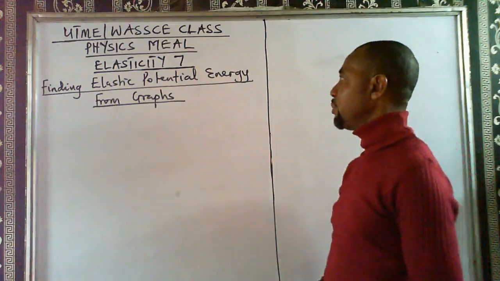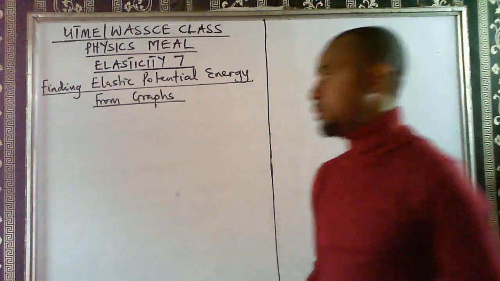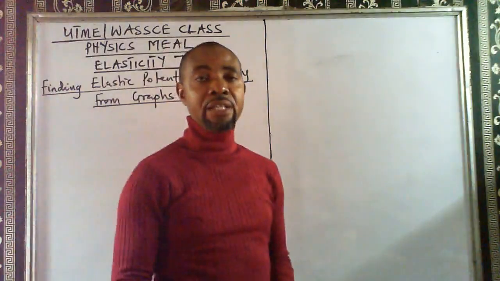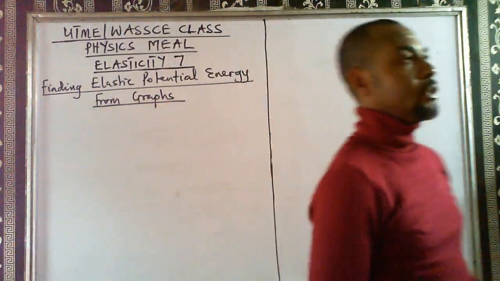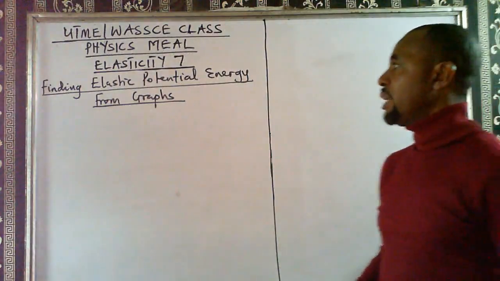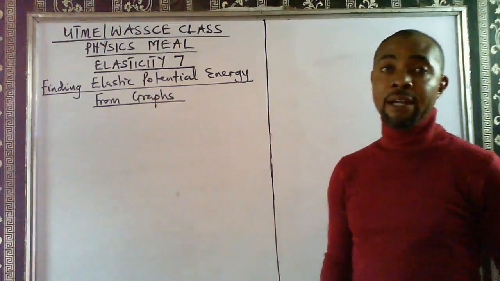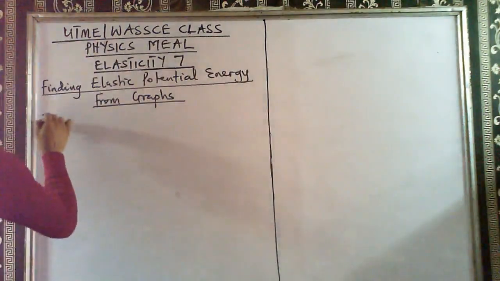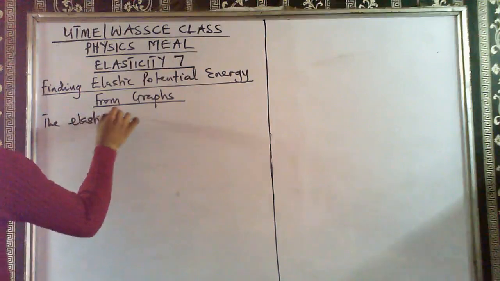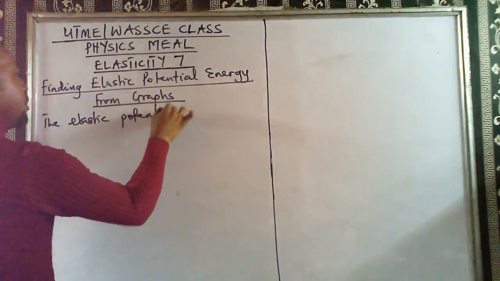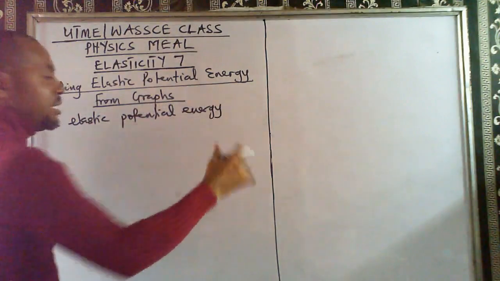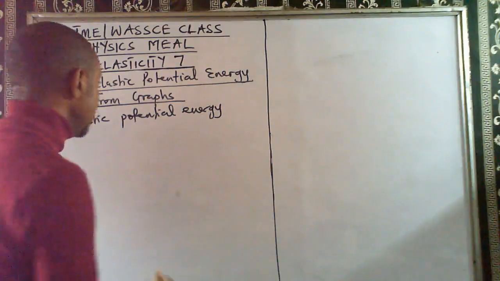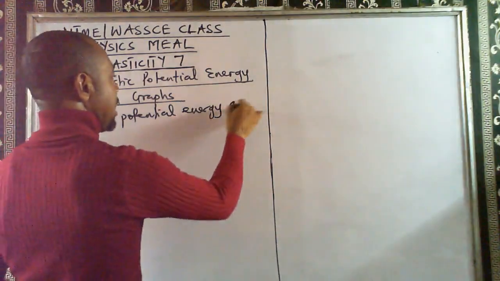Finding elastic potential energy from a graph. Now, the graph we normally draw is the graph of force against extension. So the elastic potential energy can be obtained graphically from the force extension graph or curve. Remember we said that the elastic potential energy is the work done by an elastic material, or the energy stored in an elastic material.